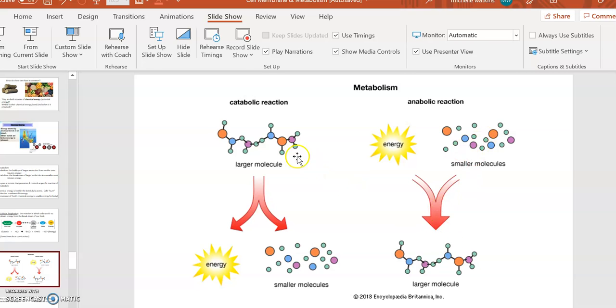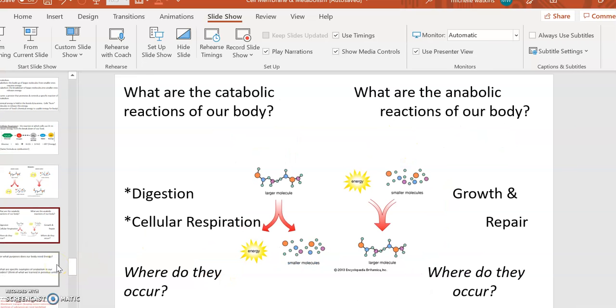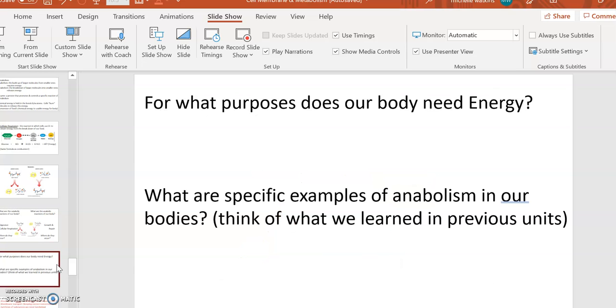Whatever the case may be, when we take smaller molecules, monomers, and build new biomolecules out of them, it's the process of growth and repair. This process, of course, is anabolic. The catabolic process consists primarily of digestion and then of cellular respiration in every single cell of our body. Digestion and cellular respiration are the primary catabolic reactions. The primary anabolic reactions are protein synthesis and lipid synthesis, kind of summarized by the general ideas of growth and repair. Okay, so that's just what I went over. You can look it over on your own.